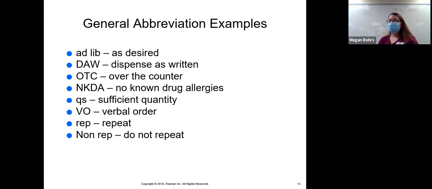Good job, perfect. So you don't need a prescription for it, but it has to be kept behind the counter. Sudafed or pseudoephedrine is a really common example of that. So we have to keep track of who buys Sudafed and how much they buy, but you don't need a prescription for it. So patients have to come and ask for that behind the counter. Quantity sufficient or sufficient quantity. We'll get back to that later on in these math chapters. And then verbal order, repeat and non-repeat, pretty self-explanatory on those there.